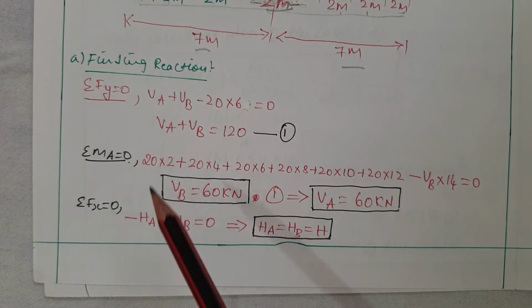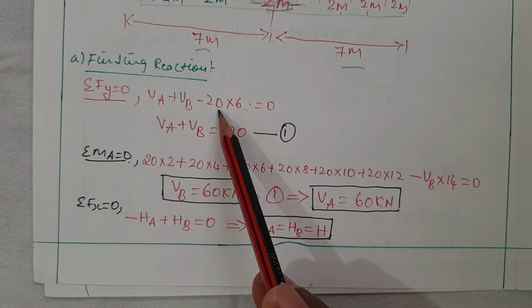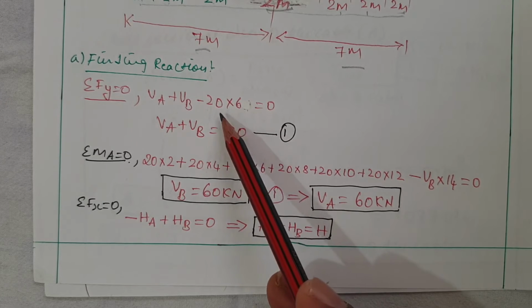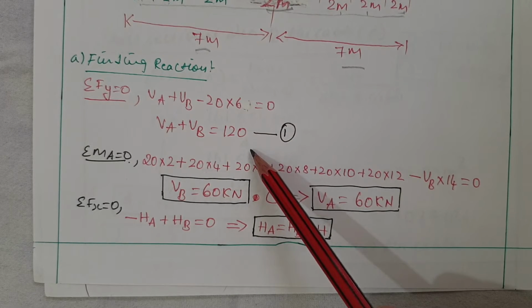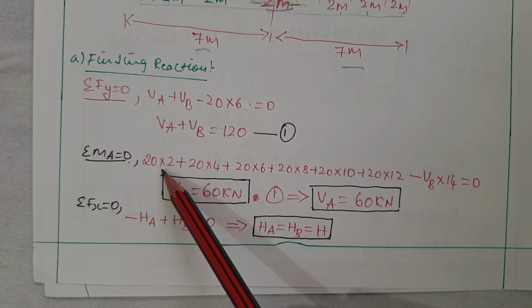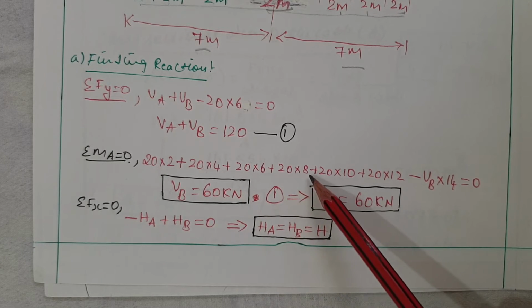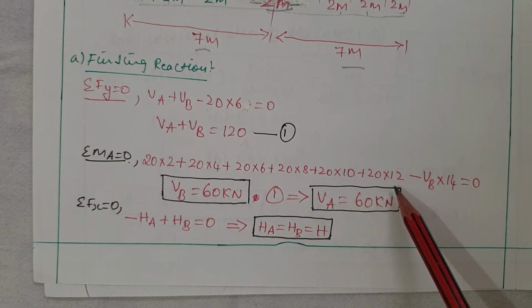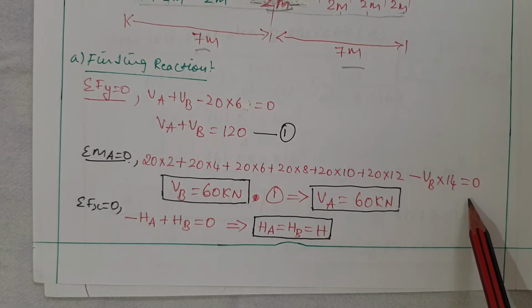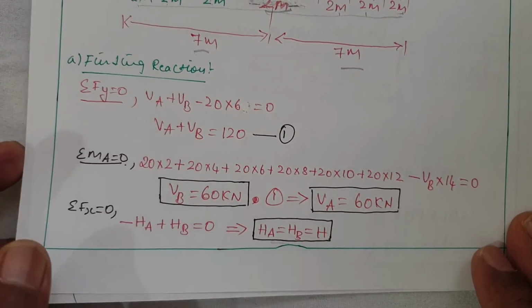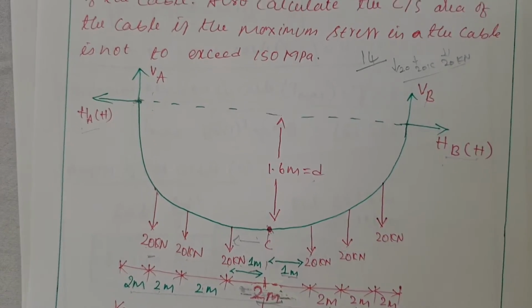I am considering the sum of Fy, that is VA plus VB minus 20 into 6. 20 is the magnitude of the point load, and we know there are 6 of them, so it is 20 multiplied by 6, which will be equal to 120. And moment at A: 20 into 2, similarly it goes on, 20 into 4, all tend to rotate clockwise, 20 into 6, 20 into 8 plus 20 into 10 plus 20 into 12 minus VB multiplied by 14, so you will get this value. It is symmetrical, so you will get the same values for VA as well as VB. And you came to know HA will be equal to HB, that will be equal to H. After finding VA and VB, the next step is to find the value of H.